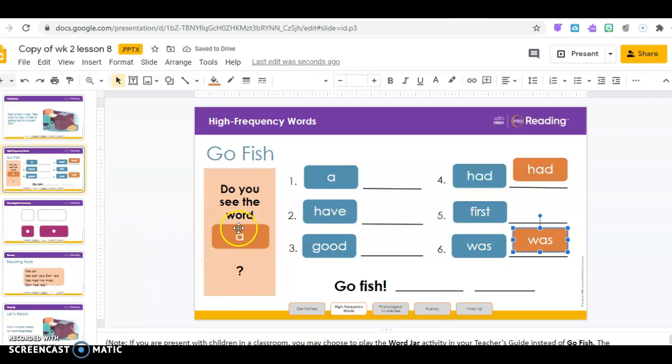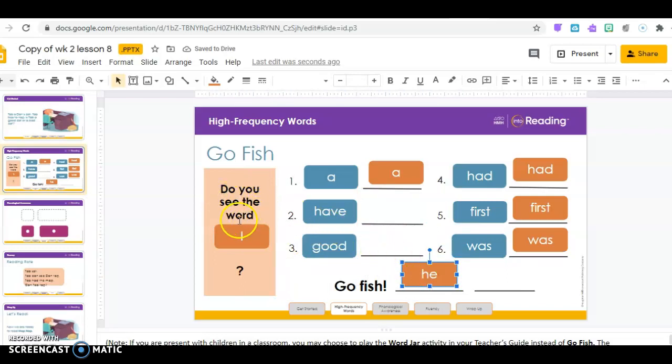Do you see the word first? Yes, where should I put the word first? Correct, next to number 5. Do you see the word he? No, so we're going to put the word he next to Go Fish.